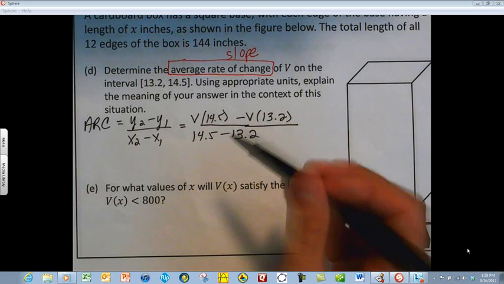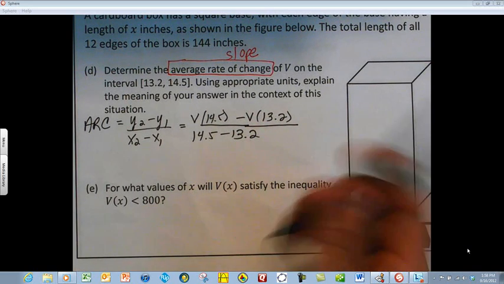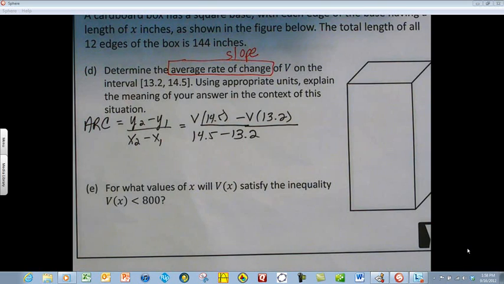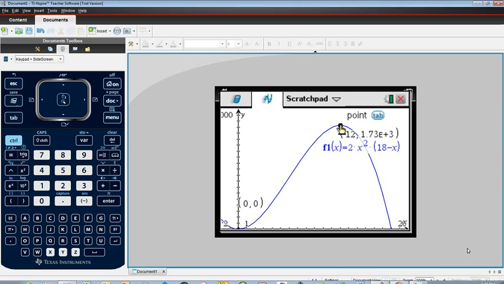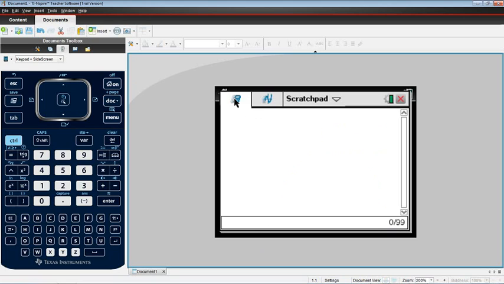What is the average rate of change? Well, to do that, let's go back to the calculator. And while I've got this function up, I want to remind everybody that we called our volume expression F1. I'm going to switch to the calculator mode, and I want to do this in one step.